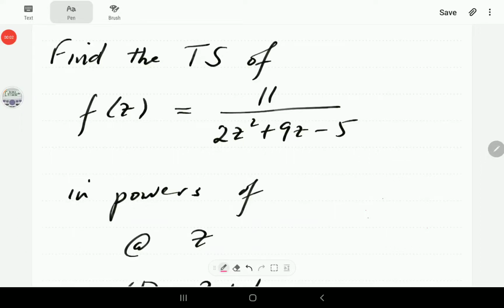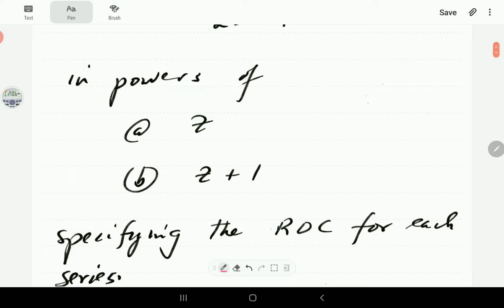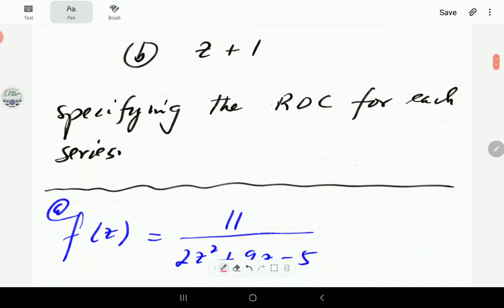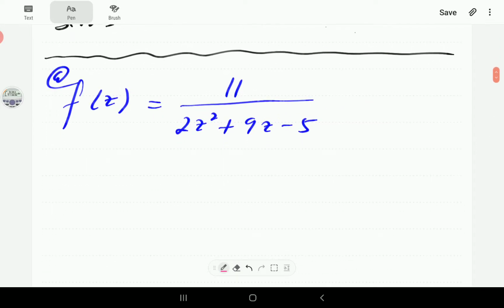Alright, in this video we're going to find the Taylor series of this rational complex function. In the first instance, we want the series in powers of z. In the second instance, we want the series in powers of z plus 1. And then in each case, we're going to want to specify the region in which the series is convergent.